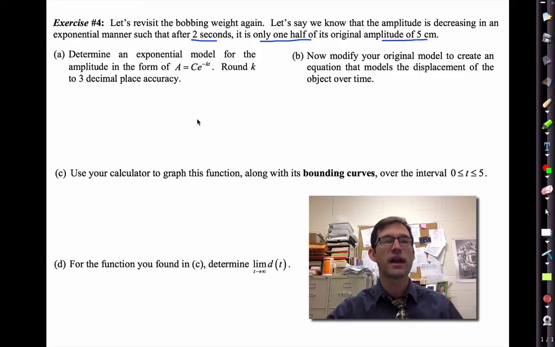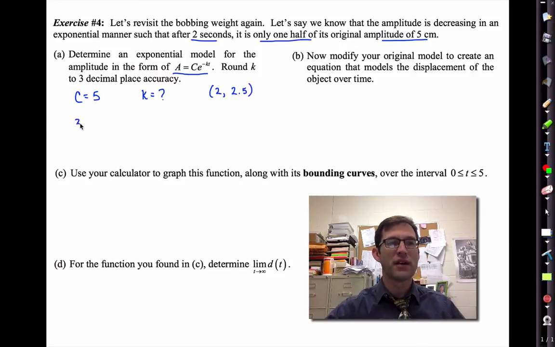So let's figure out an exponential model for the amplitude in terms of C e to the negative kt. So we're going with that continuous model of growth, or in this case, decay. Well, what do we know? We know that our C is 5, right? That's always your initial value. The question really is now, what is k, right? Well, to do that, we're going to use the fact that after 2 seconds, we know that we must be at 1/2 of our original value.